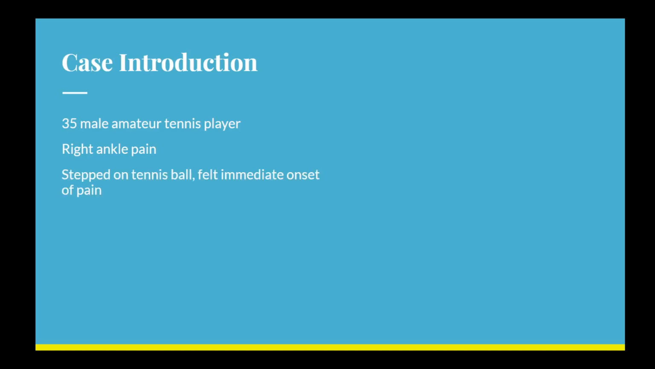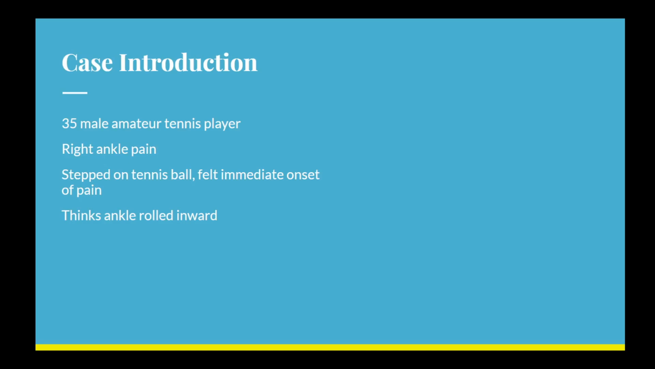Okay, let's talk about this really cool case of a lateral ankle sprain. This was a 35-year-old male amateur tennis player who presented with right ankle pain. He basically says he stepped on a tennis ball on the court, accidentally, of course, and felt immediate onset of pain in his ankle. He fell to the ground.